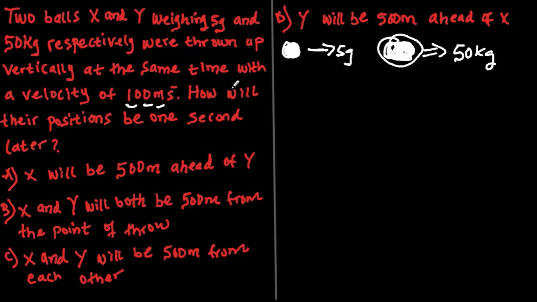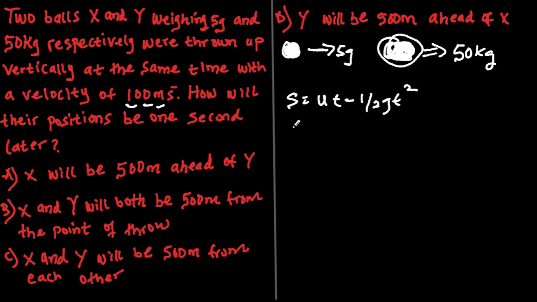So these balls were thrown upward at the same time with the same initial velocity. What will be their positions 1 second later? The best thing we could do is, since we are given initial velocity and we are given time, we can find the distance because position is distance. All right, so let's do that. It's going upward. So S equals ut, it's going upward, so it's going to be minus half gt squared because it's against gravity.